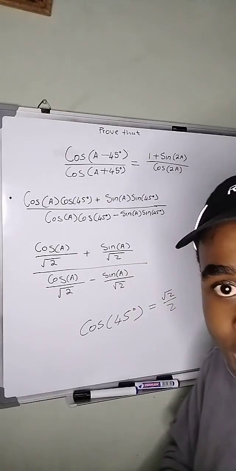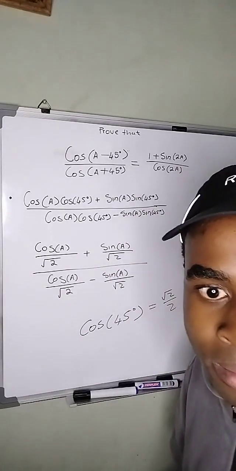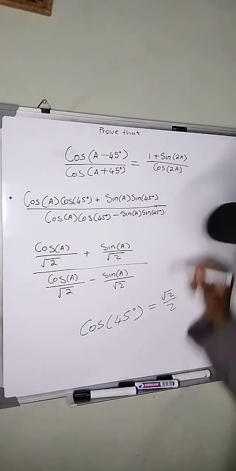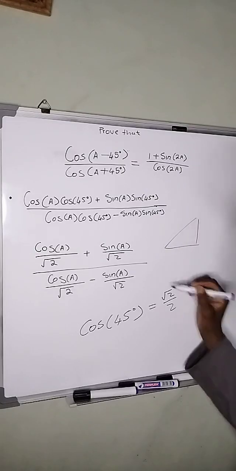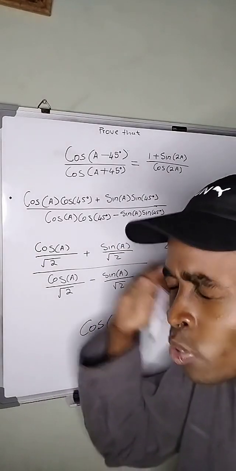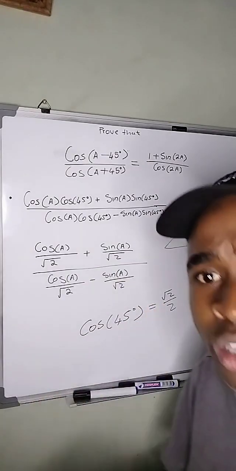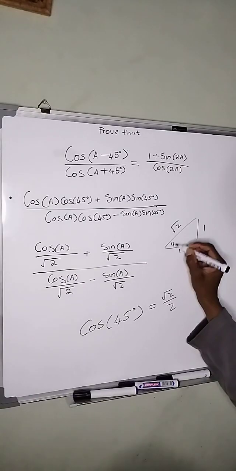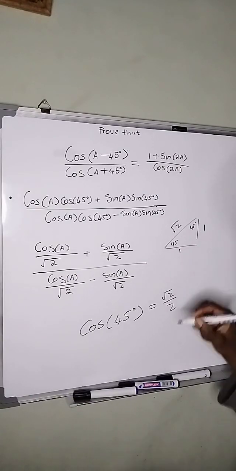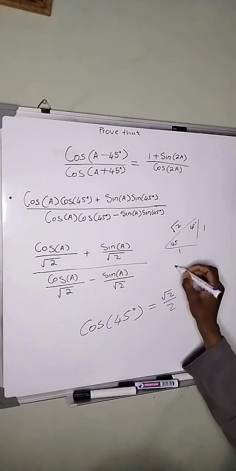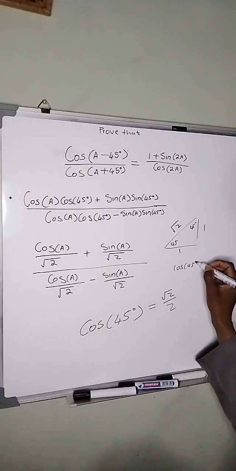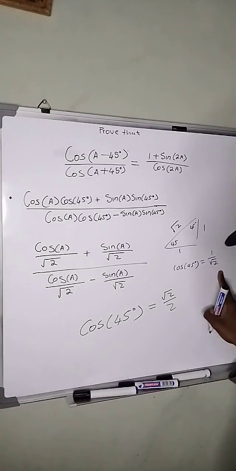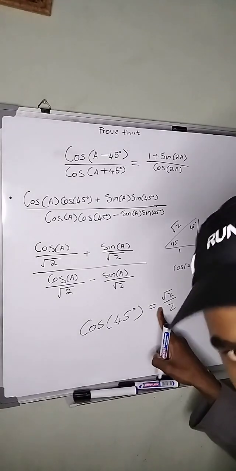Because you know why? They will mark you wrong, guys. That's why I'm saying, familiarize yourself with special angles. Automatically, it will be right in your mind that cos 45 is going to be 1 over root 2. So this is 1, root 2, 45, 45. Then what is cos 45? Cos 45 is going to be equal to 1 over root 2. Use this guy instead of that.